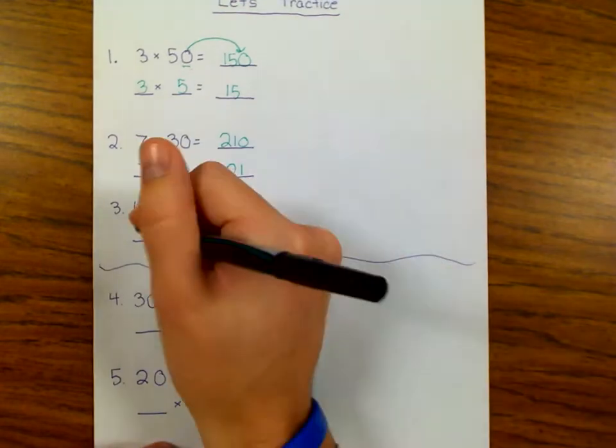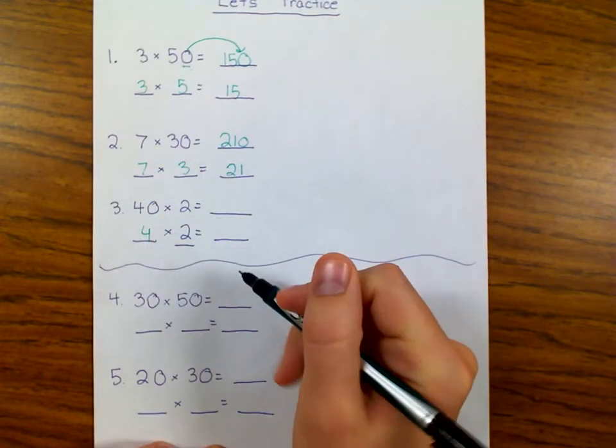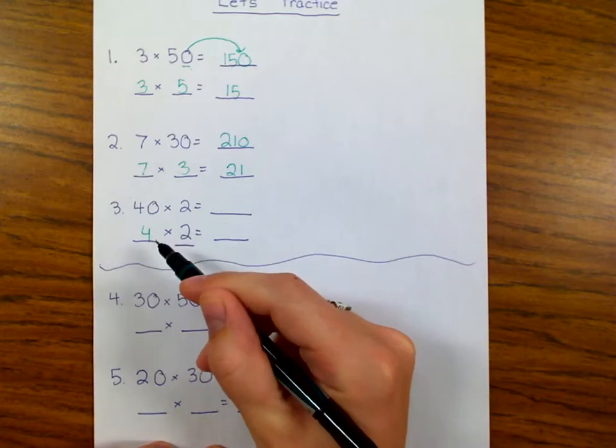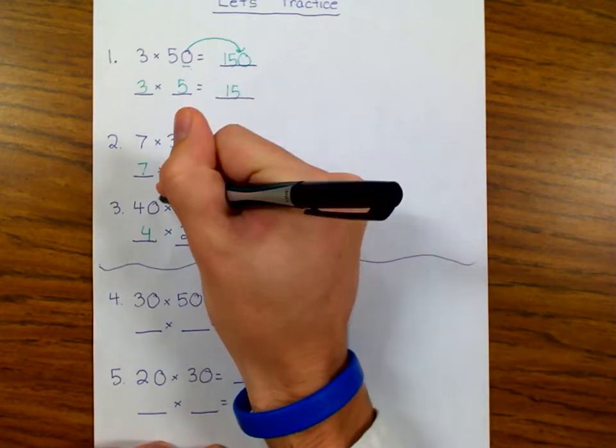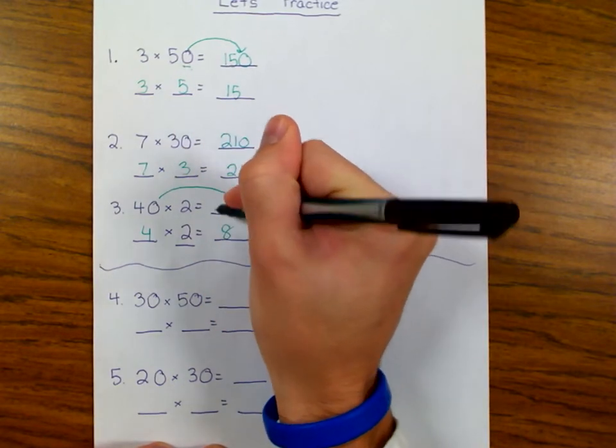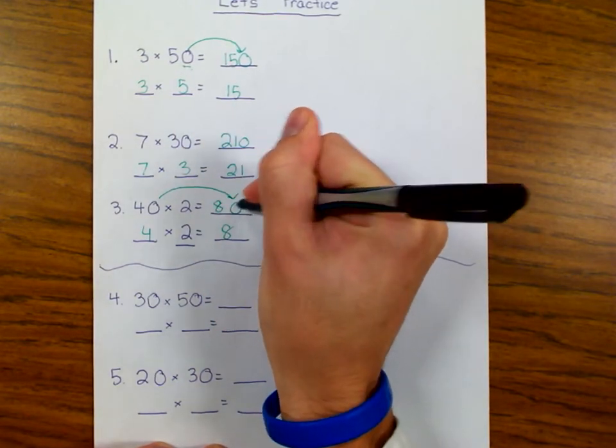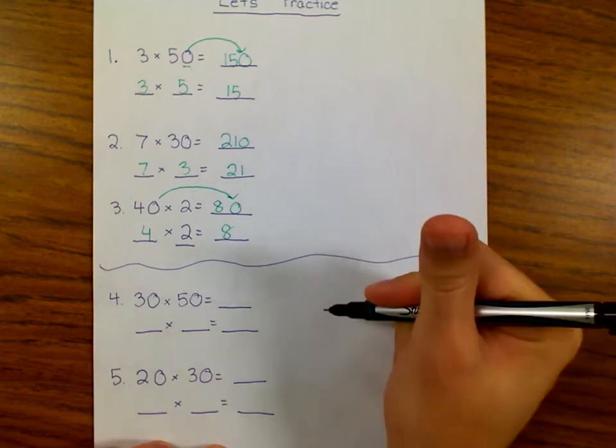Now, if you put a 4 down here, you are absolutely correct, because all you had to do was take out the 0. 4 times 2 was equal to 8. I brought my 0 all the way across and made this 80. Is that what you got? If you did, great job.